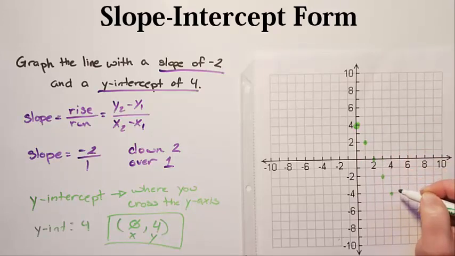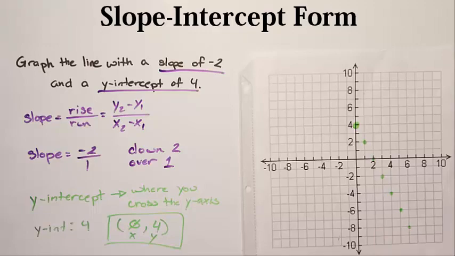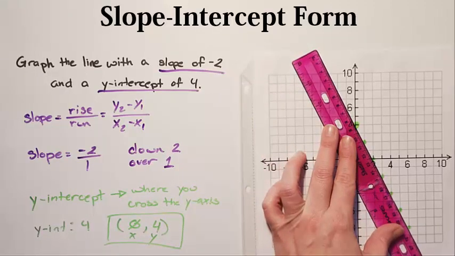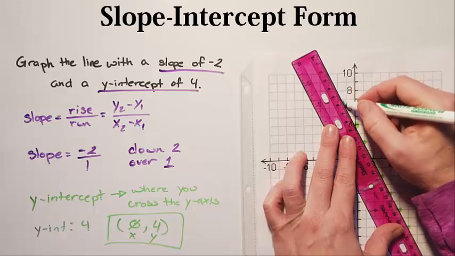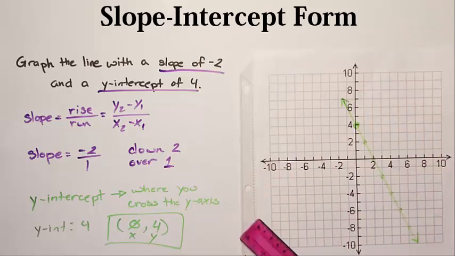So now that I see I go down 2 over 1 each time, I've got all my points, and then you could go ahead, take your ruler and connect all the points you made with a solid line, and that is the line of the graph they asked you to make.